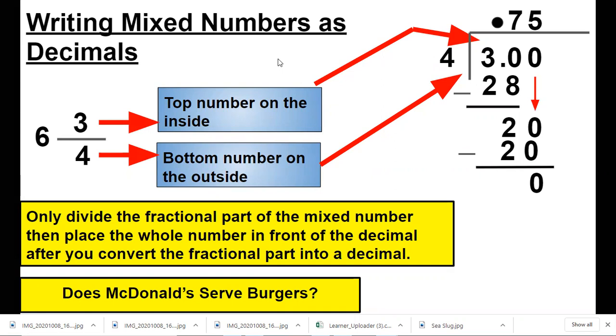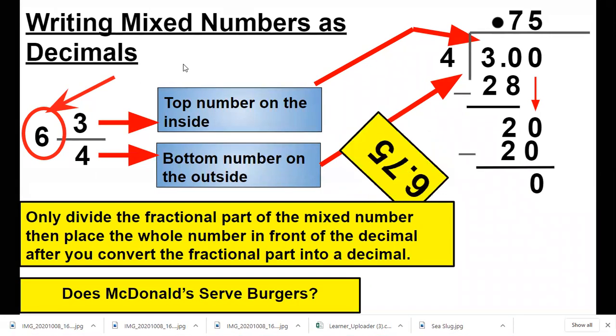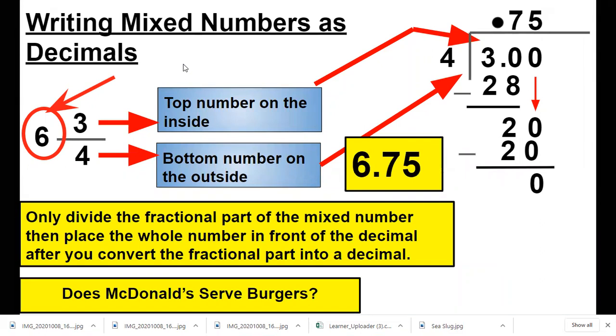Don't forget to add the 6 over here. Don't forget to add that 6 to the front of your decimal. So the final answer then is 6.75. Is that a terminating or is that a repeating decimal?